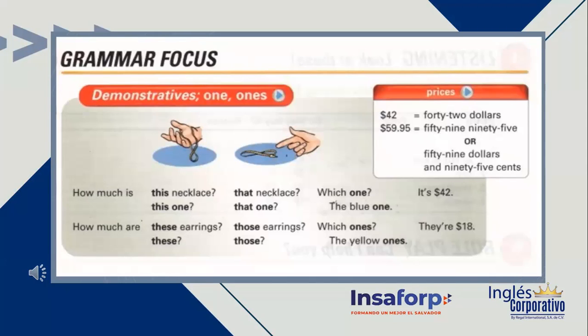Let's see, for example, if you are buying a pair of shoes. Y hay de color negro y de color café. So, which one? Then you say the black one or the brown one. Solo en esta parte de acá. En cambio, en singular, sí podemos decir this one, that one. ¿Ok? Sí. Muchas gracias.